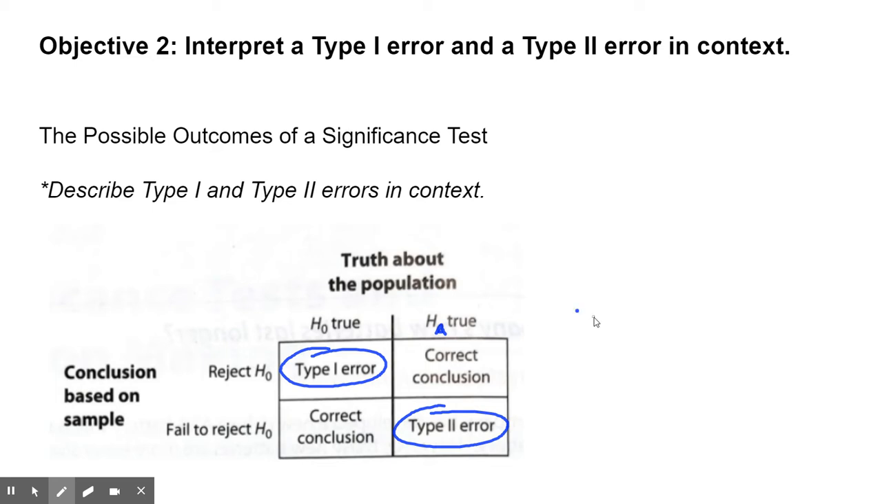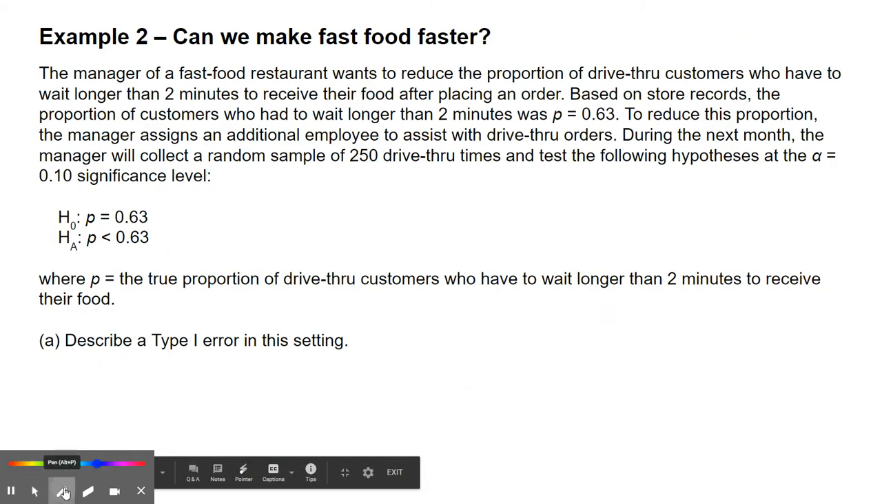So again, errors happen, right? We are not error proof. Human error all over the place. All right, so let's take a look at this example.